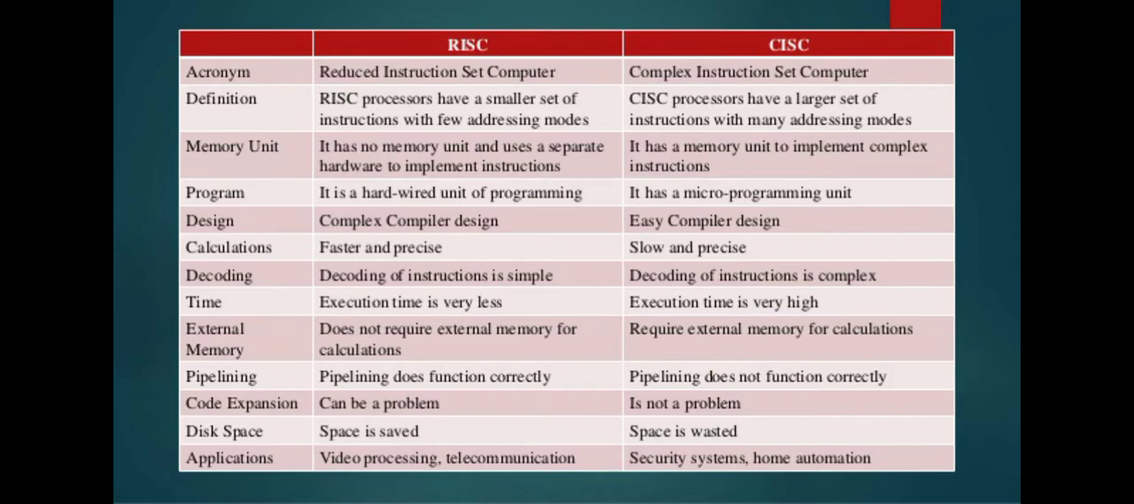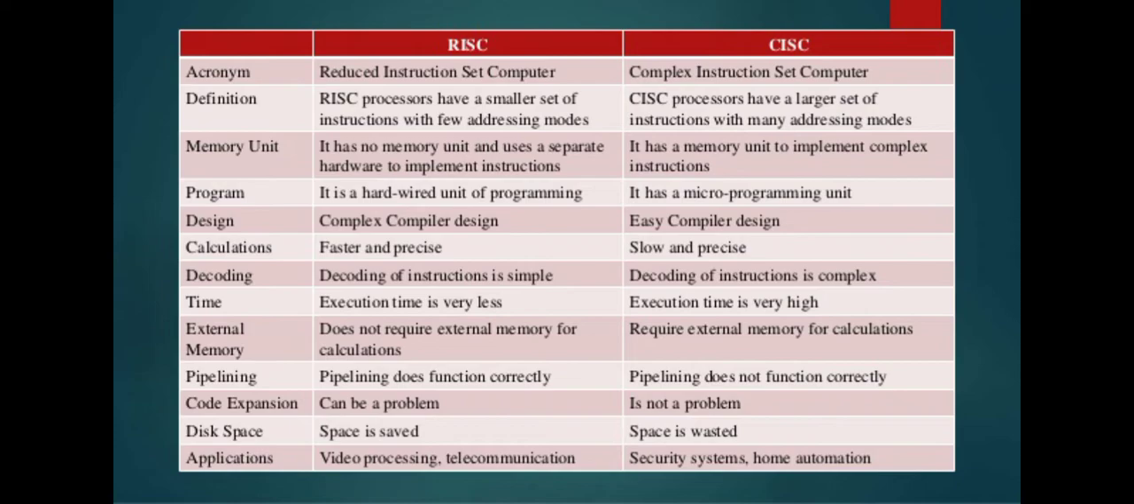Programming: RISC has a hardwired unit of programming, while CISC has a microprogramming unit. Design: complex compiler design for RISC, and then easy compiler design for CISC. Calculations: RISC is faster and precise, while CISC is slower and precise. They are both precise, but one is faster and the other is slower.